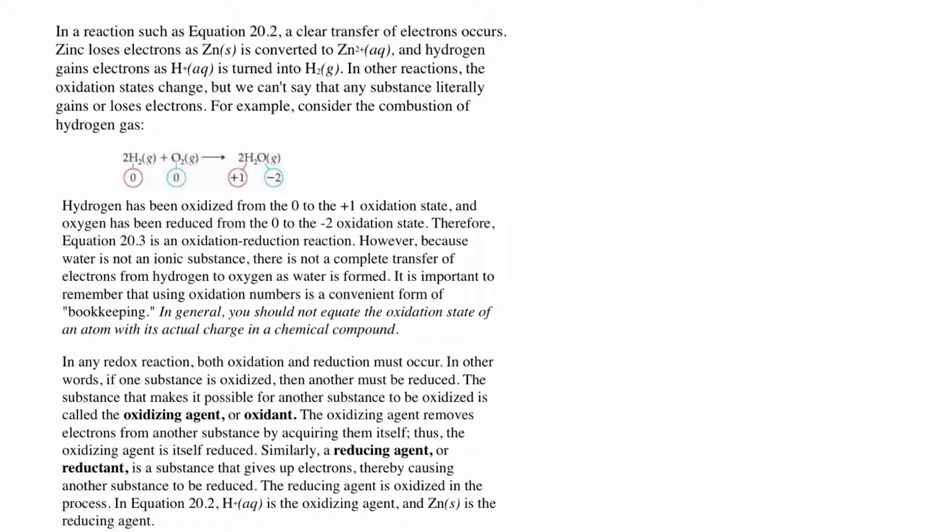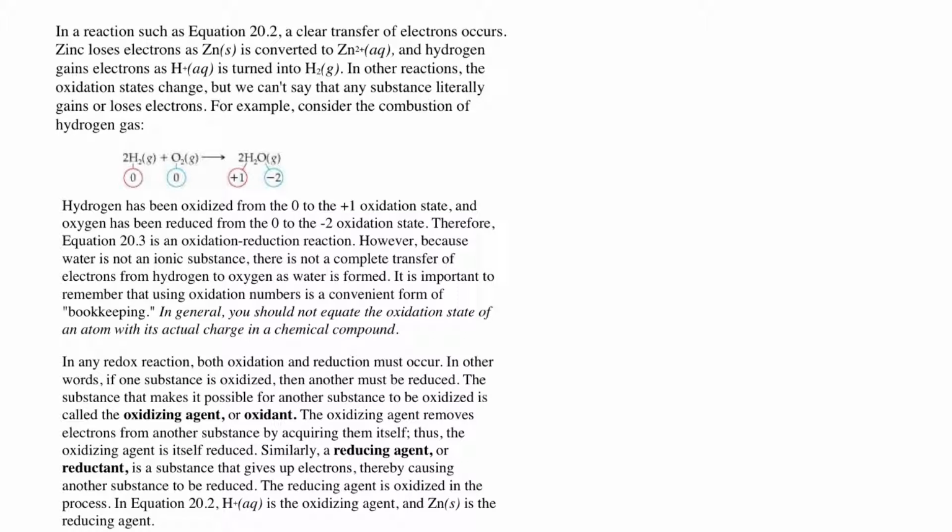Hydrogen gas with an oxidation number of 0 plus oxygen gas with an oxidation number of 0 yields two water molecules, each with hydrogen at an oxidation number of +1 and oxygen at an oxidation number of -2. Hydrogen has been oxidized from the 0 to the +1 oxidation state, and oxygen has been reduced from the 0 to the -2 oxidation state. Therefore, equation 20.3 is an oxidation-reduction reaction.